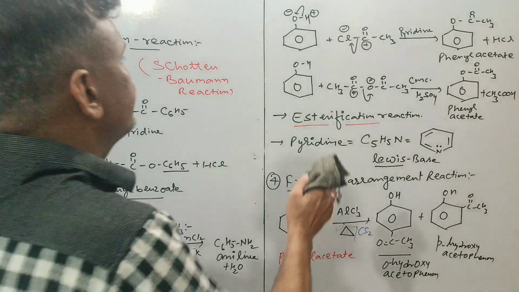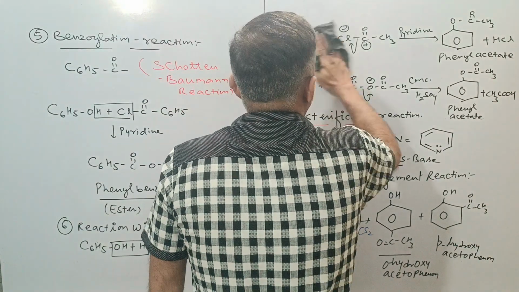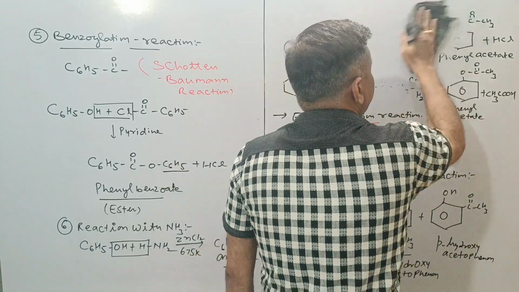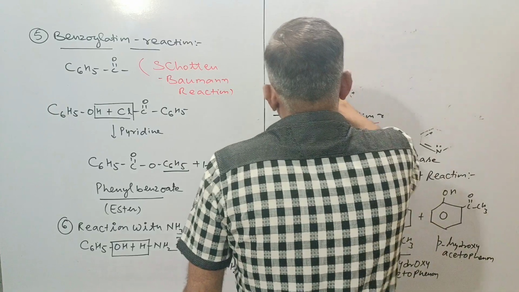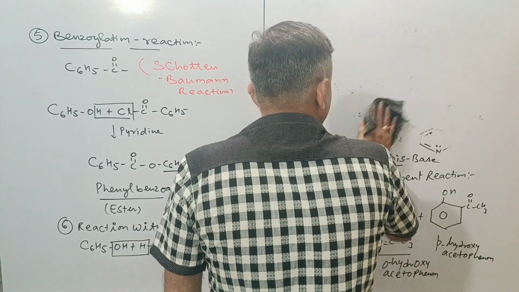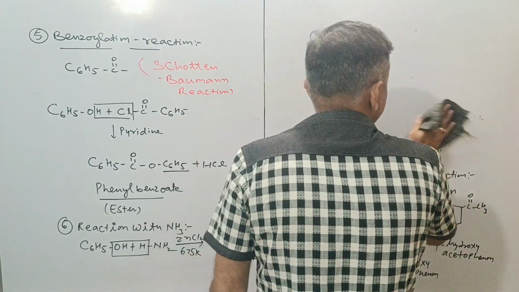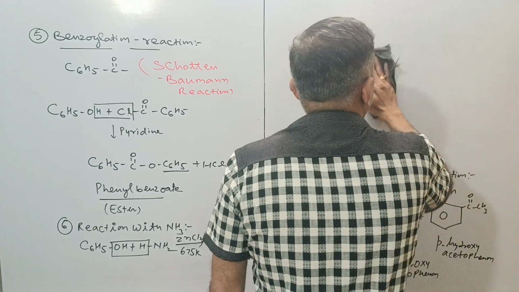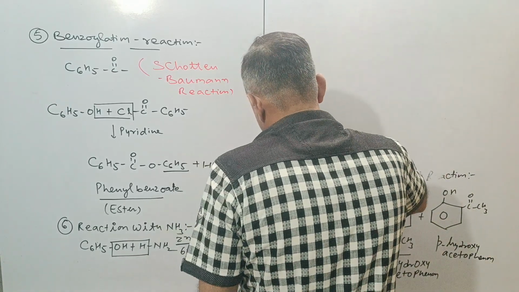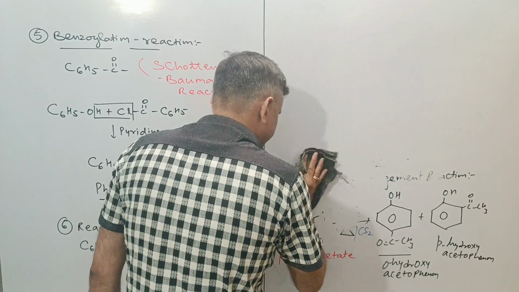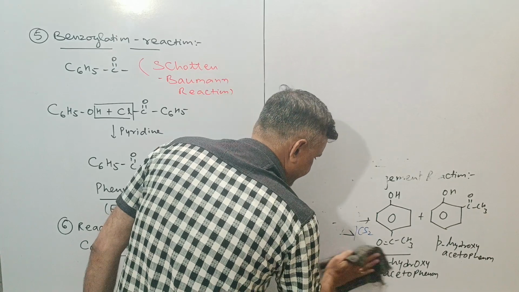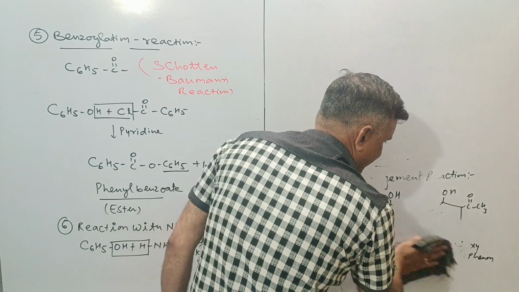After the sixth reaction, if we go further, there are two important reactions. This one is also quite an important reaction, because through this reaction we can change a phenol into an aromatic hydrocarbon like benzene. How? Let's see.